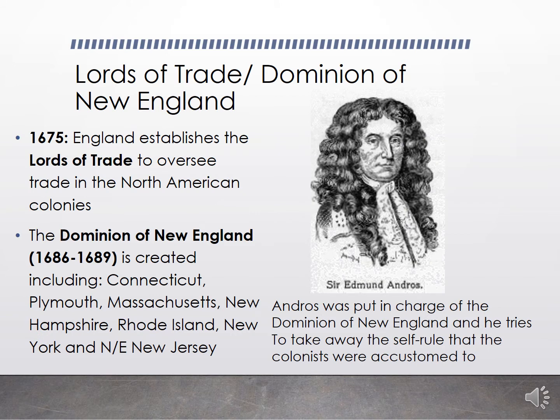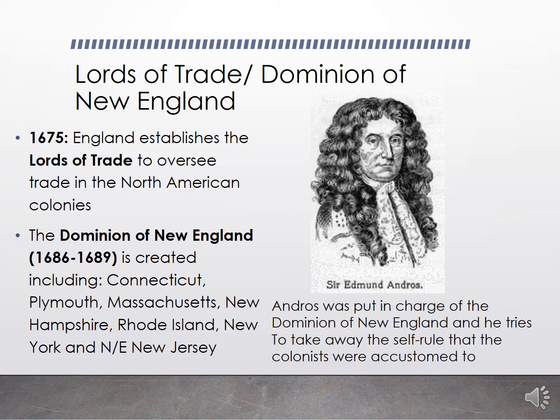So we're going to begin by talking about two things that were going to start to anger the colonists when it comes to English rule. The first is the Lords of Trade, and the second is the Dominion of New England. So I'll begin with the Lords of Trade.